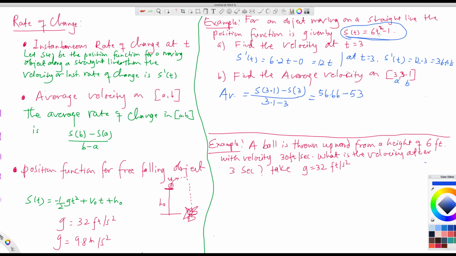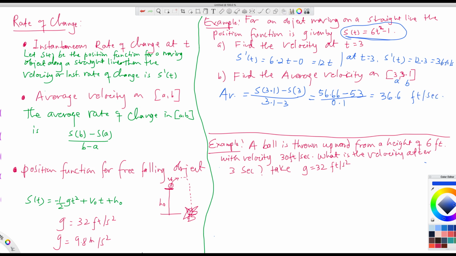Just plug in 6 times 3 squared minus 1, and divide by 3.1 minus 3, which is 0.1, right? So 56.66 minus 53 is 3.66, divided by 0.1. That is basically 36.6. So this is the average velocity, in feet per second or whatever unit there is. You can write feet per second, okay?